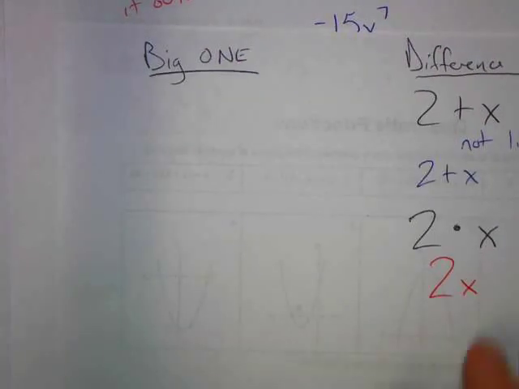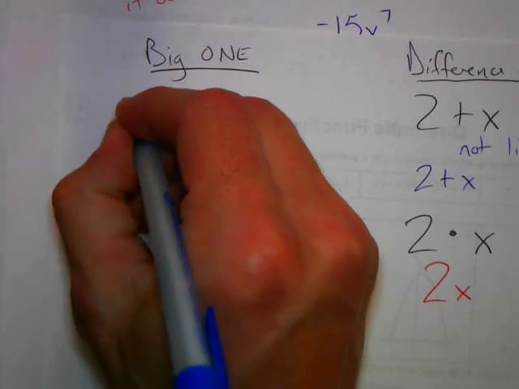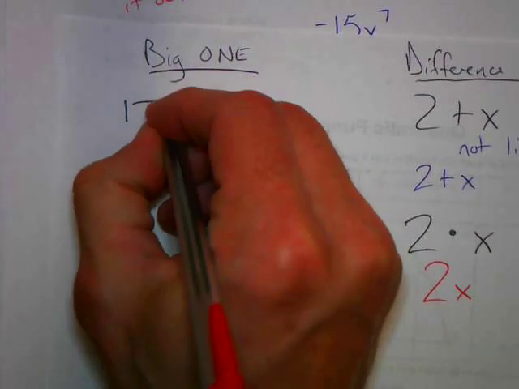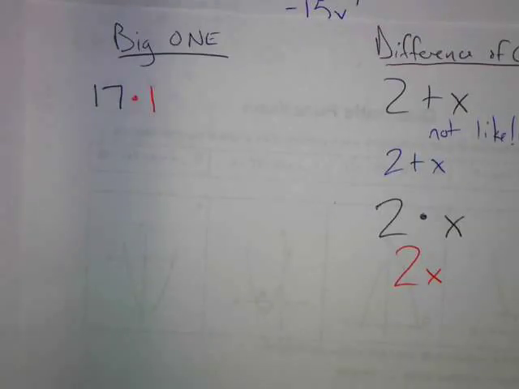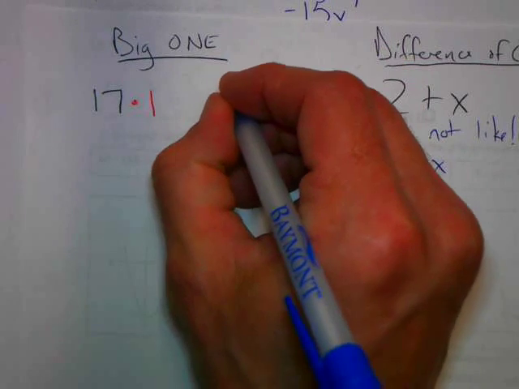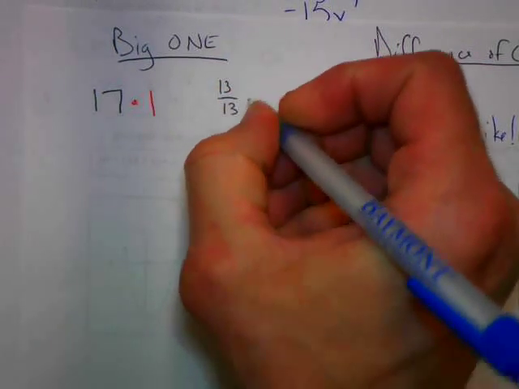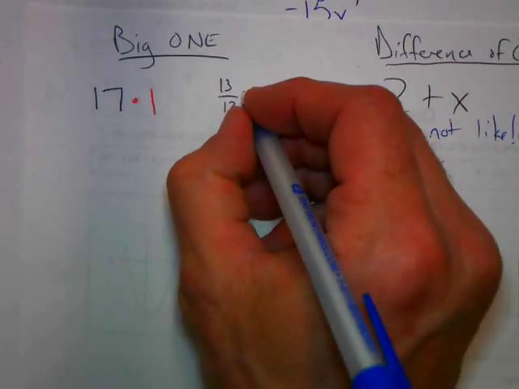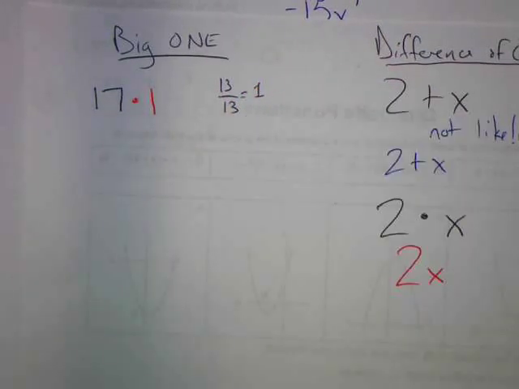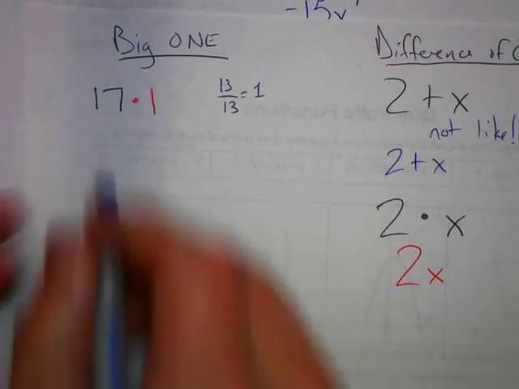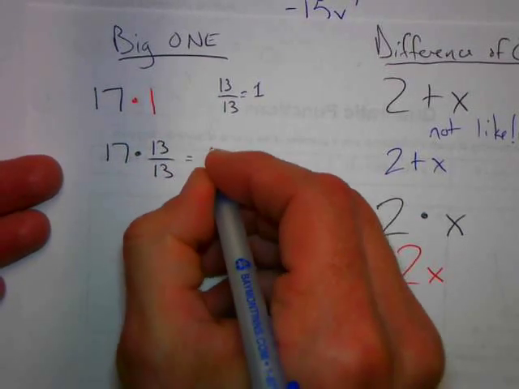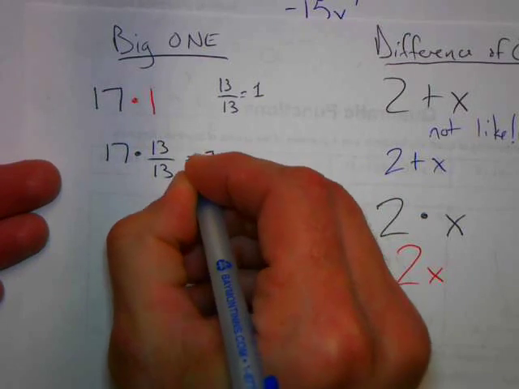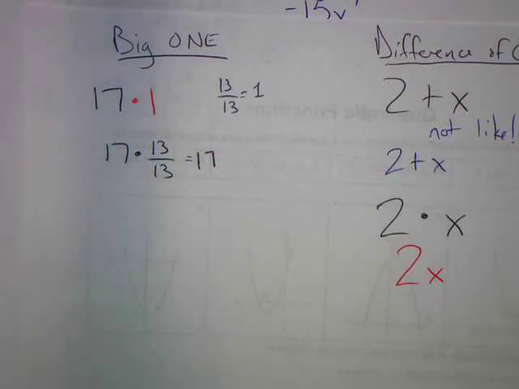Okay, so if I were to say something like, what is 17 times 1? Of course, you would say 17. And let me ask you another question. What is 13 divided by 13? You would say that's 1. I hope you would say that. So 13 divided by 13 is 1. So then if I had 17 times 13 divided by 13, that would equal 17, right? I hope so, because it's 17 times 1, which is 17. Very good.